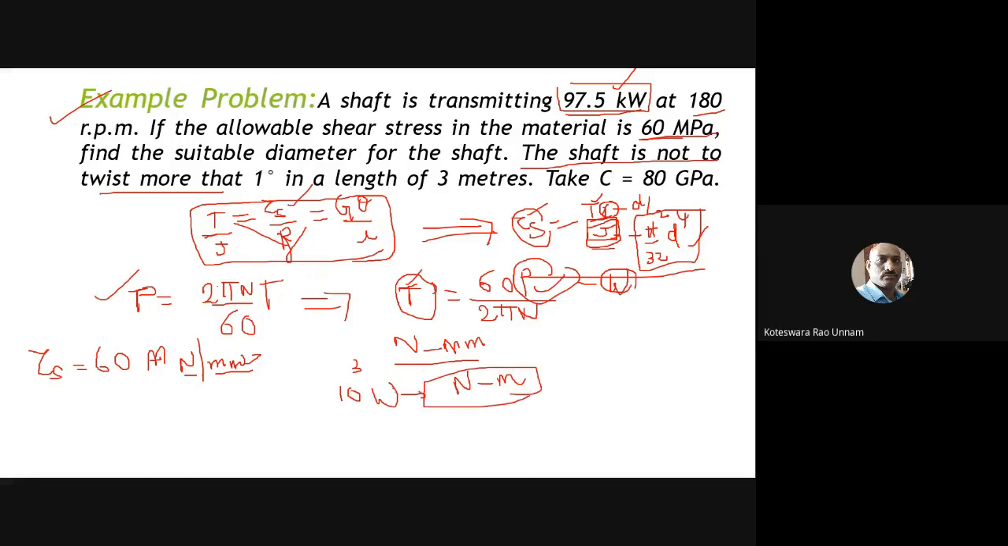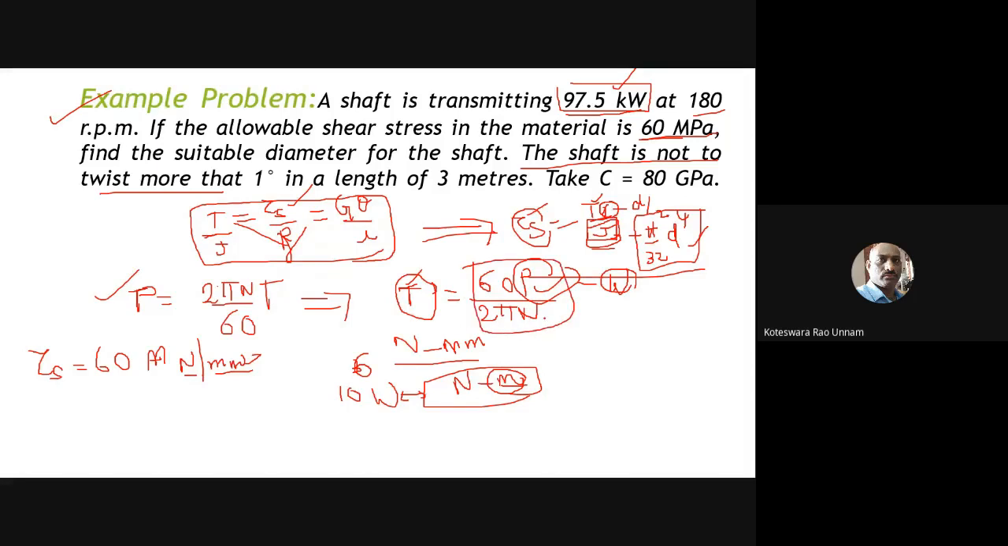So therefore here you have a meter. If you want to convert this one into Newton mm, you need to multiply again by one more 10 power 3. That means 10 power 6. So I need to take 97.5 into 10 power 6, so that if you substitute into this, whatever units I got for the torque, it is going to be in Newton mm.